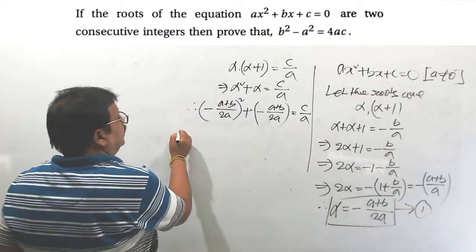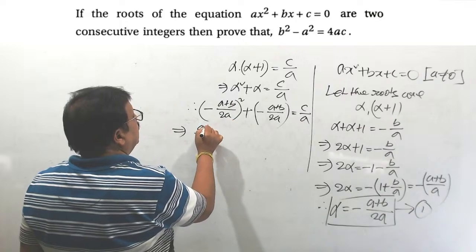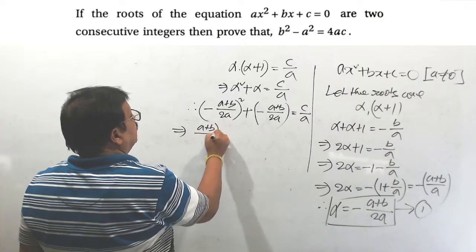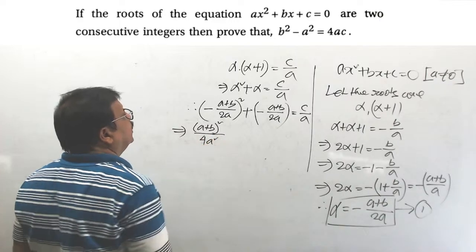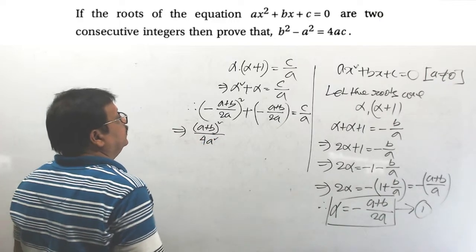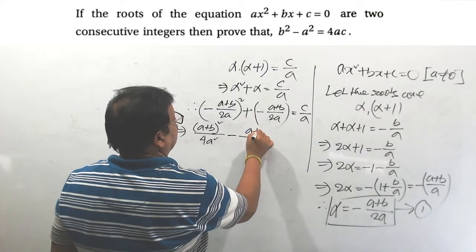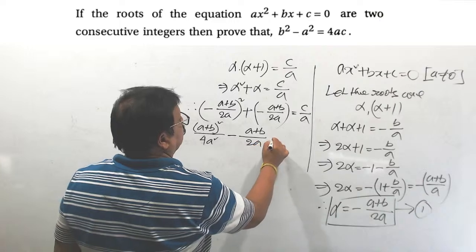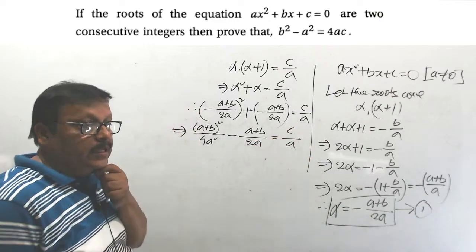Clear? This implies, since square, it will be (a plus b) whole square by 4a square. Understood? Plus, minus minus, (a plus b) by 2a. This is equal to c by a. Clear? C by a.